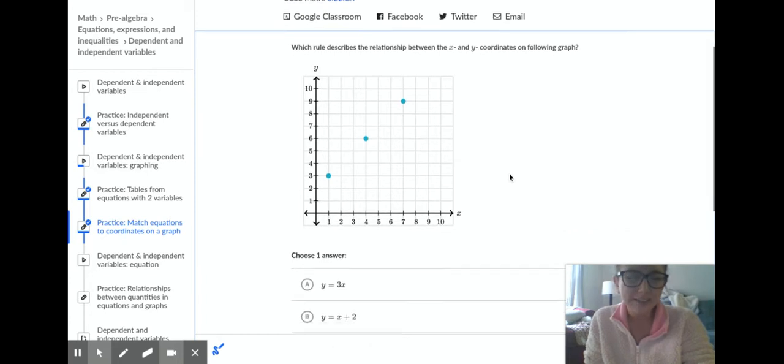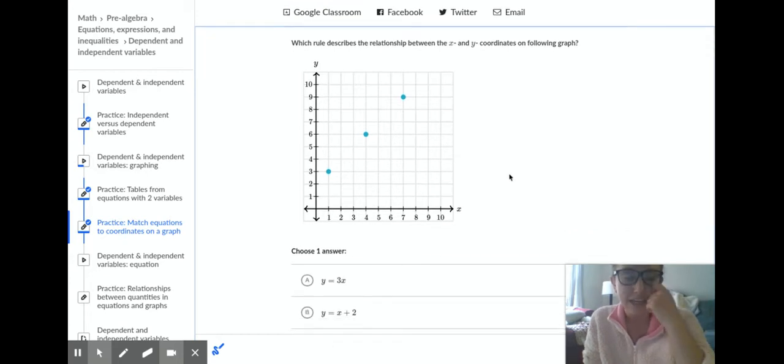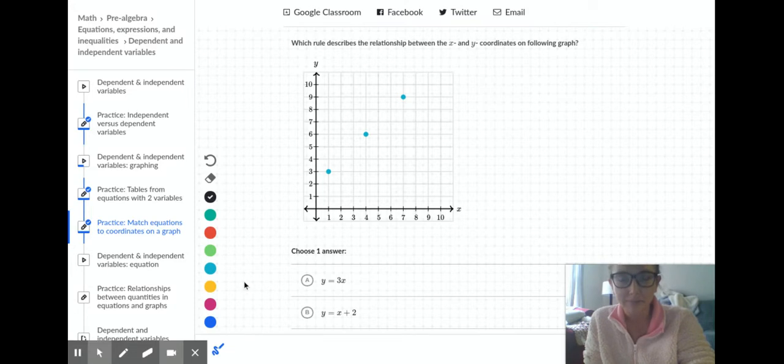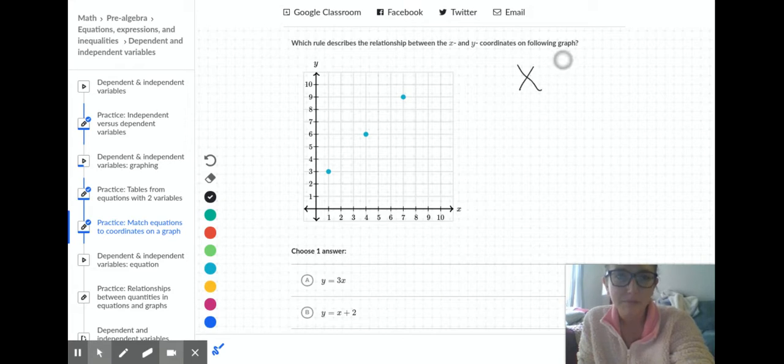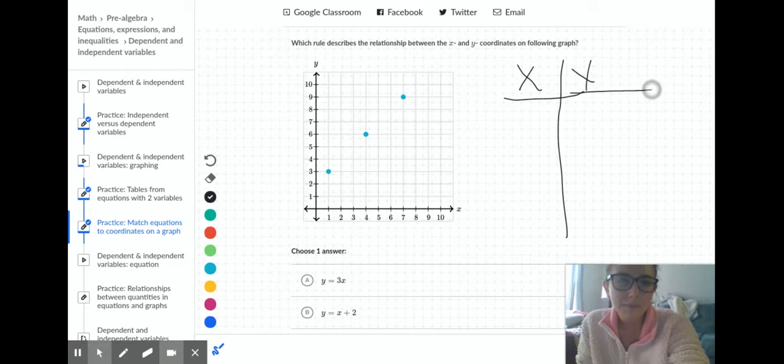In the earlier assignments today, you get to practice making tables from equations. And in this skill, I expect you to do the same thing. So what I want to do is we have 3 points here, and we need to see if they match these rules. So I'm going to put my points in a table, using their x and y values.